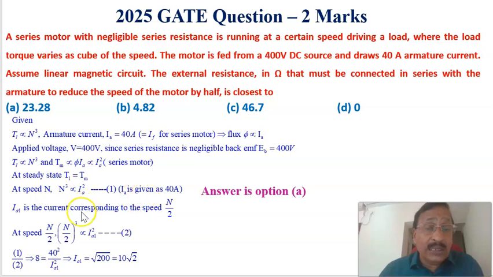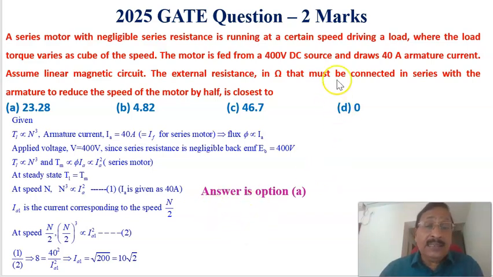That is equation 1. In this problem, Ia is given as 40 amperes. Therefore, this current of 40 amperes is the current corresponding to the speed N. In that case, N cube is proportional to the current square. That is the first relation.